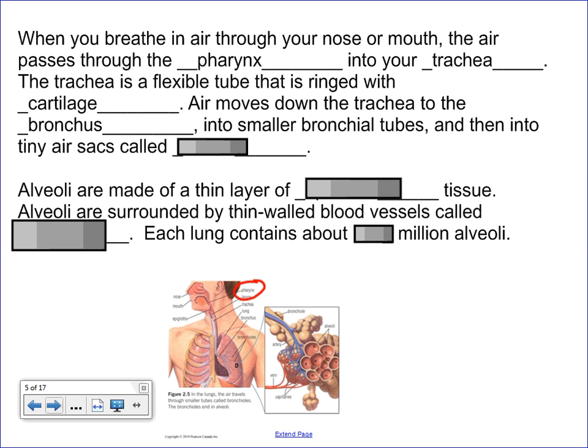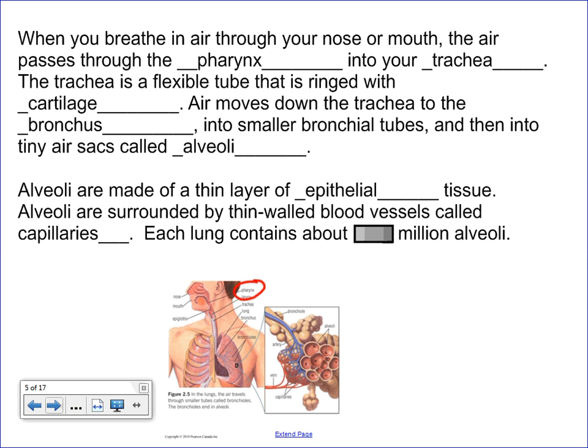From the bronchus, it moves into smaller tubes called bronchial tubes, and then into tiny little air sacs called alveoli. Alveoli are made of a thin layer of epithelial tissue. Your alveoli actually have a single layer of cells, those epithelial cells. The alveoli are surrounded by thin-walled blood vessels, which are called capillaries, and each lung contains about 150 million alveoli. So that's a lot of space dedicated towards getting oxygen in and carbon dioxide out.